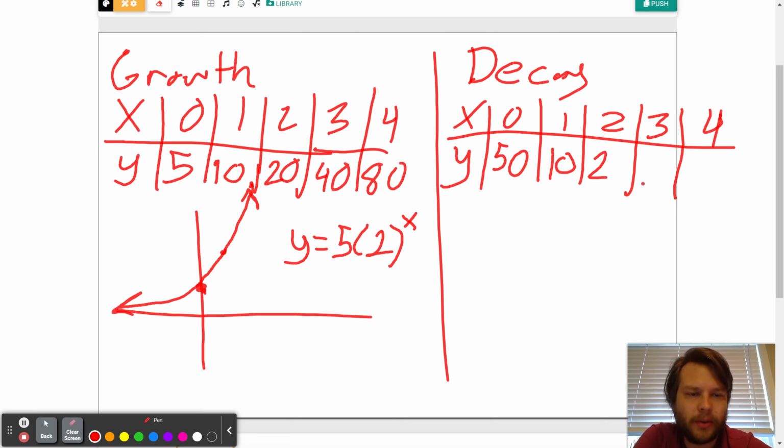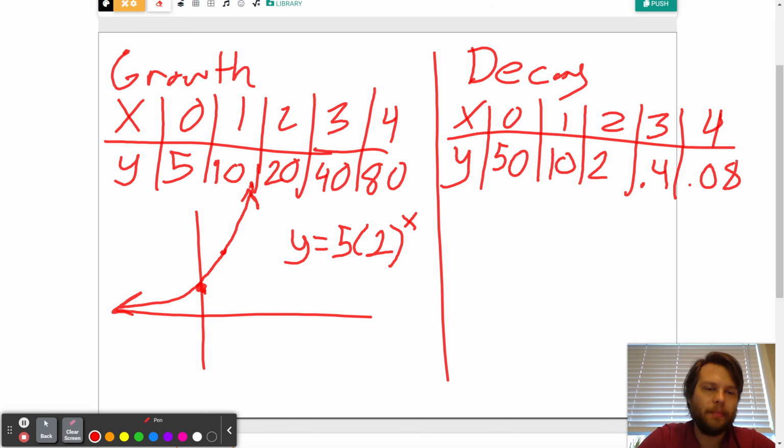My next one is going to be 0.4. My next one is going to be 0.08. I am multiplying here by a fraction. And that's the big difference between growth and decay. Multiplying by a number that's smaller than 1 will decay. Again, it probably feels like division to many of you, and I hope you can see that what I'm doing is dividing by 5 every time.